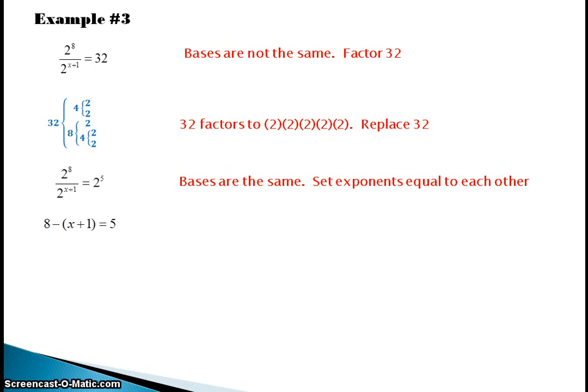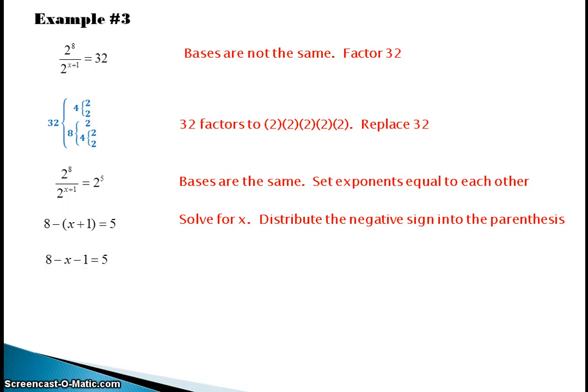I will begin to do that by distributing the negative sign across each term in the parentheses. That gives me 8 minus x minus 1 is equal to 5. I'm going to combine 8 and negative 1, like terms. Now I'll end up with negative x.